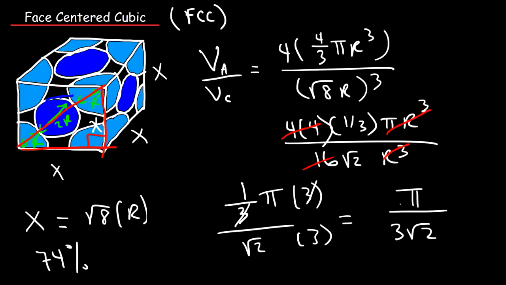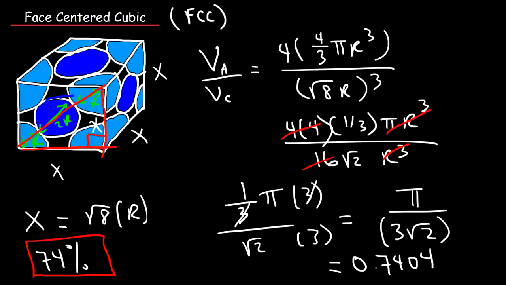Now, if you're not getting the right answer, make sure to put this in parentheses. So as a decimal, this will give you 0.7404, which correlates to 74%. So that's the volume efficiency of the face-centered cubic structure. So now you know how to get this answer.